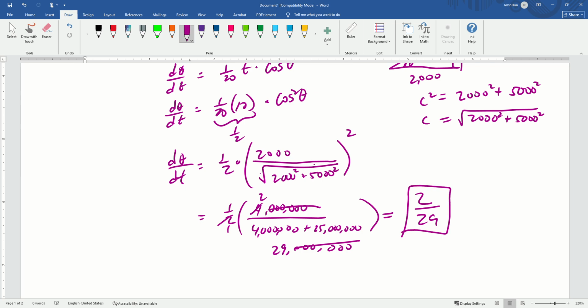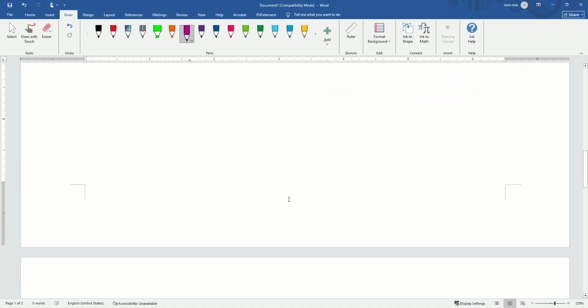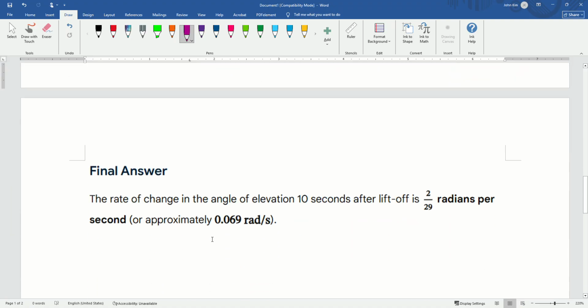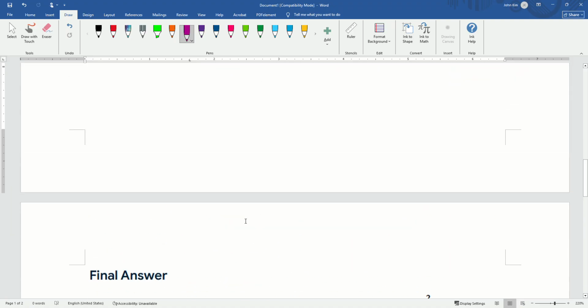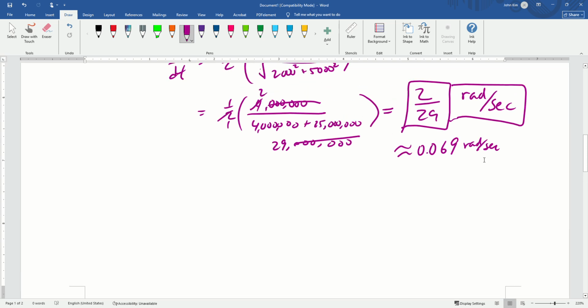That's the correct answer. I'll show you in the bottom. And it's going to be radians per second. That's your unit. And 2 over 29, if I remember correctly, was approximately 0.069 radians per second. Let's scroll down. Oh, 0.069. Yes, 0.069 radians per second. Perfect. Hope you learned something.